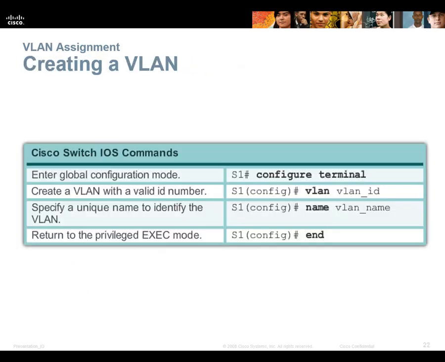So creating a VLAN, first we're going to do our configure terminal command. We're going to create a VLAN with a VLAN ID number. So we're going to do VLAN space and then the ID. Then we're going to give it a name, and the name is just to make it so that we can keep up with it. Notice the underscores, there's no spaces allowed in the VLAN names.